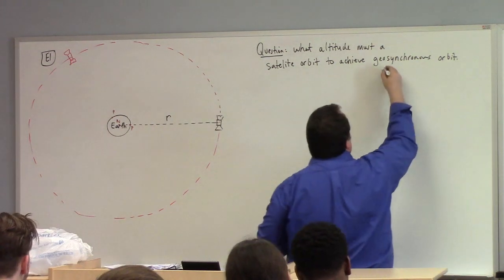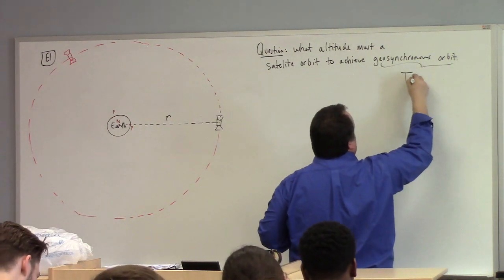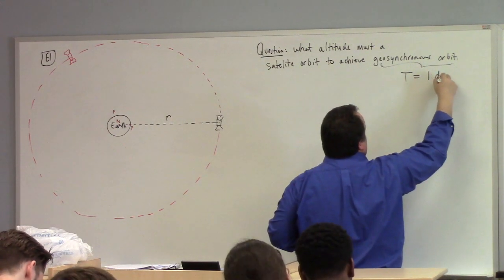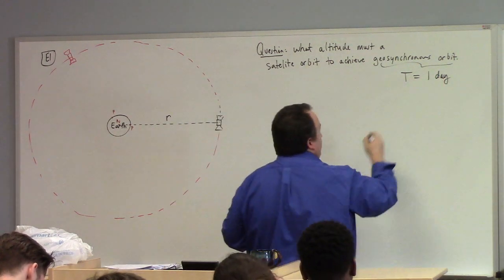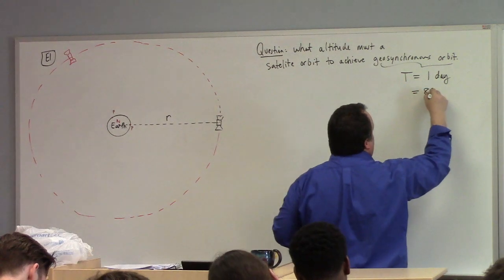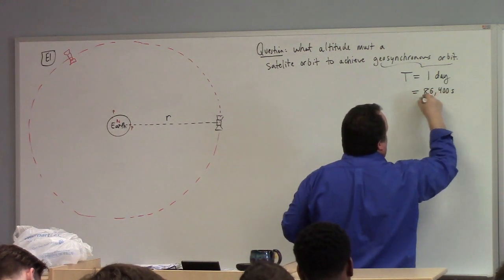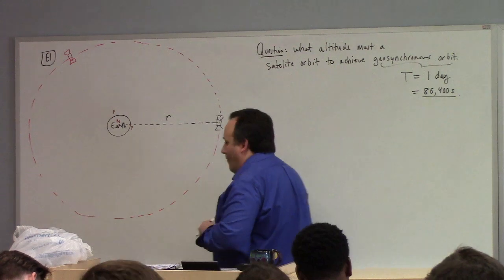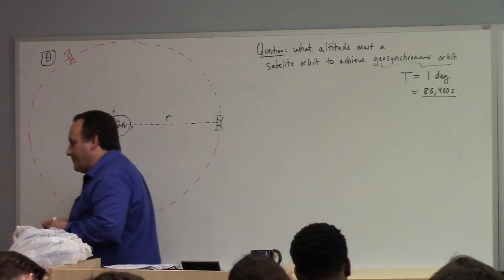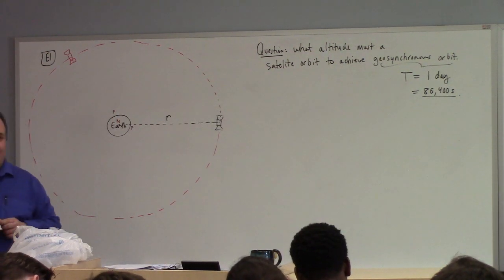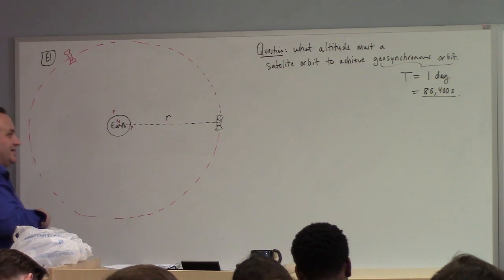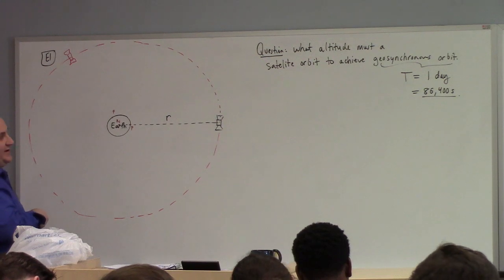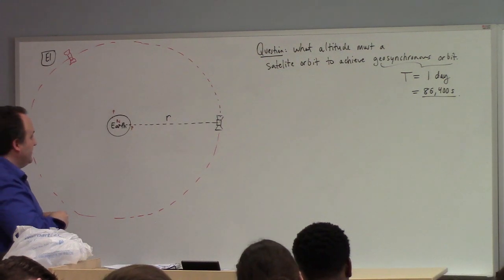So this means the period of the orbit is 1 day, or if you like, 86,400 seconds. That's 24 times 3,600. Why do I know this? I don't know. It just stuck in my brain. Okay, so the number of seconds in a day is 86,400.